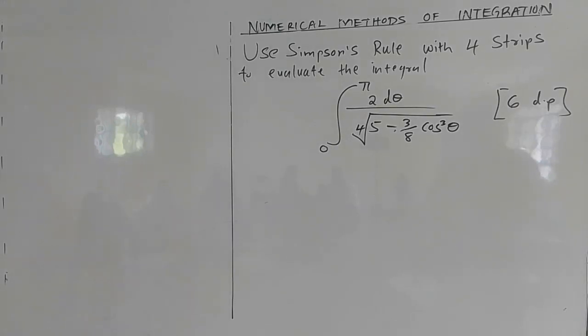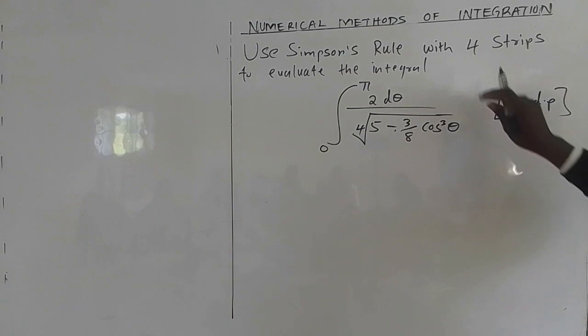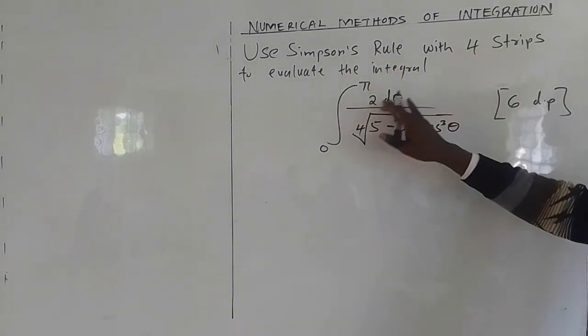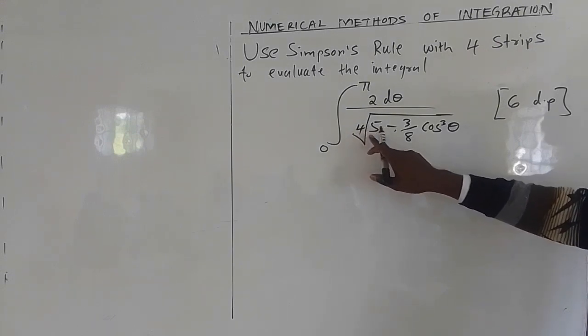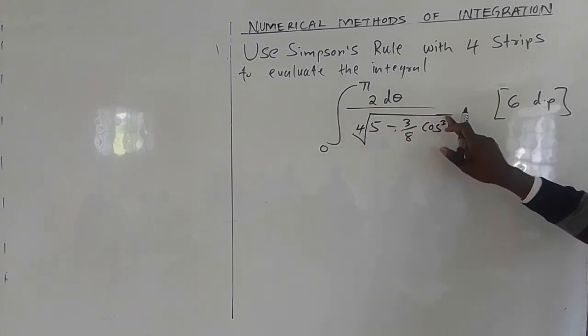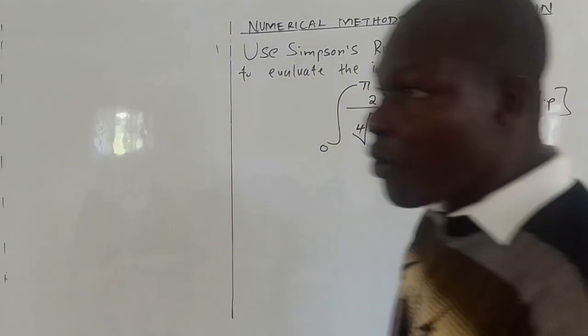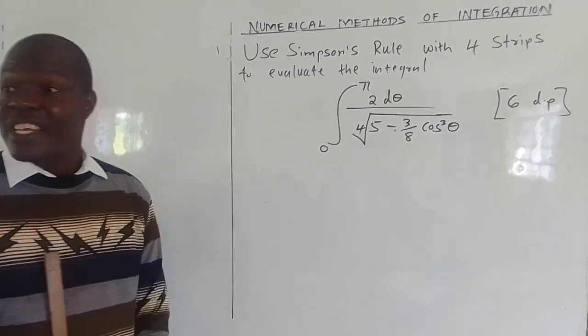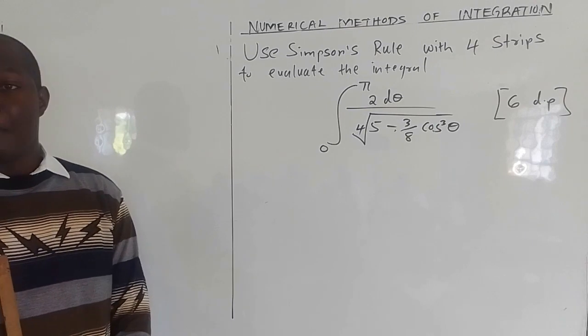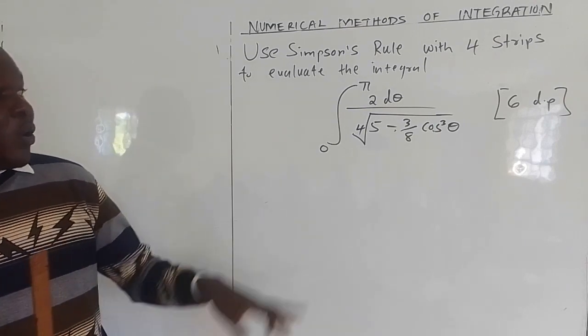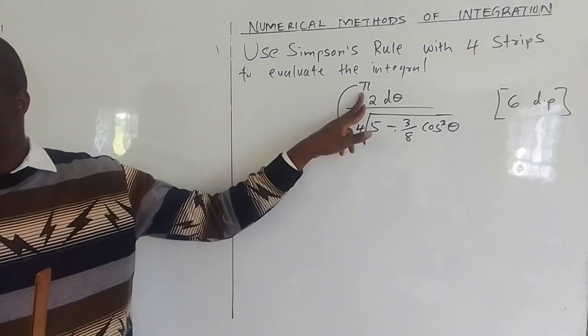Here you've been told to use Simpson's rule with 4 strips to evaluate the integral from 0 to pi of 2 d theta over the 4th root of 5 minus 3 over 8 cos cubed theta, correct to 6 decimal places. So what is important is the number of strips. Strips are the parts, isn't it? Strips are the parts. Now, what is the implication of this integral?